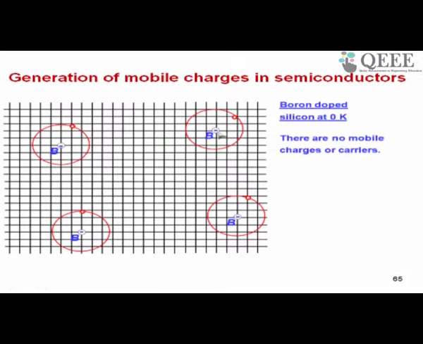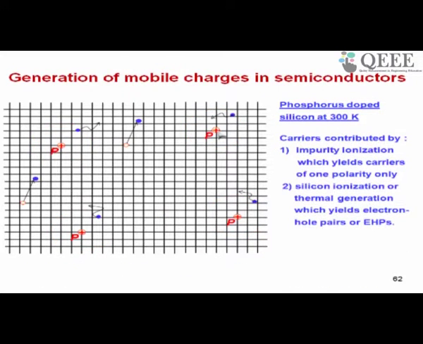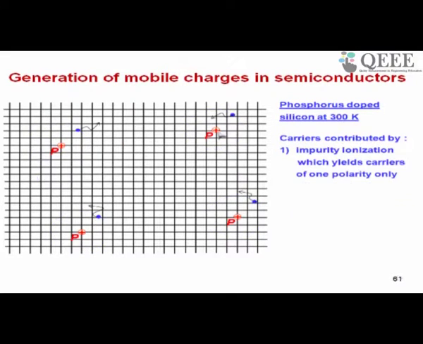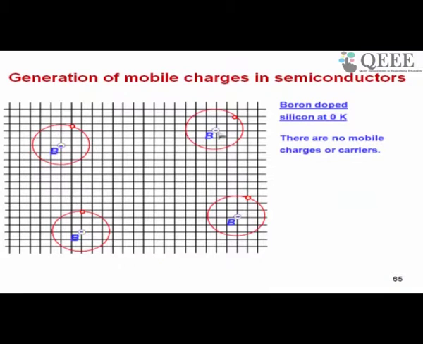So for phosphorus, the model was a positively charged nucleus. You can see that here. Phosphorus was a positively charged nucleus and an electron revolving around it. The boron at t equal to 0 K is a negatively charged nucleus with a positive charge or hole revolving around it.